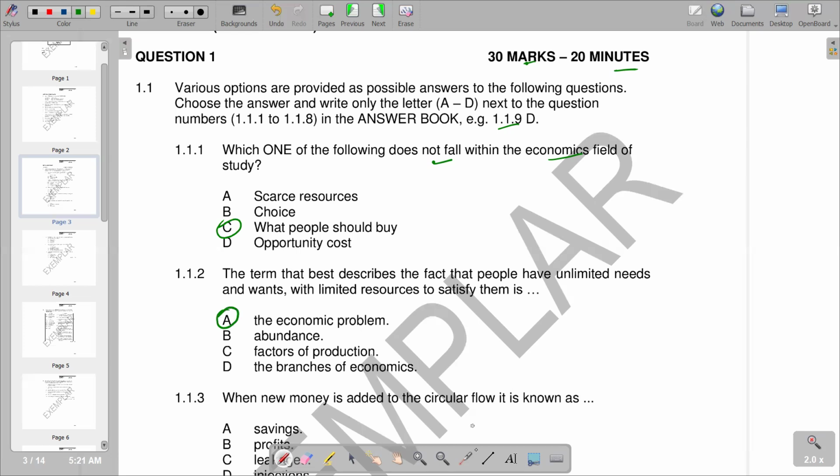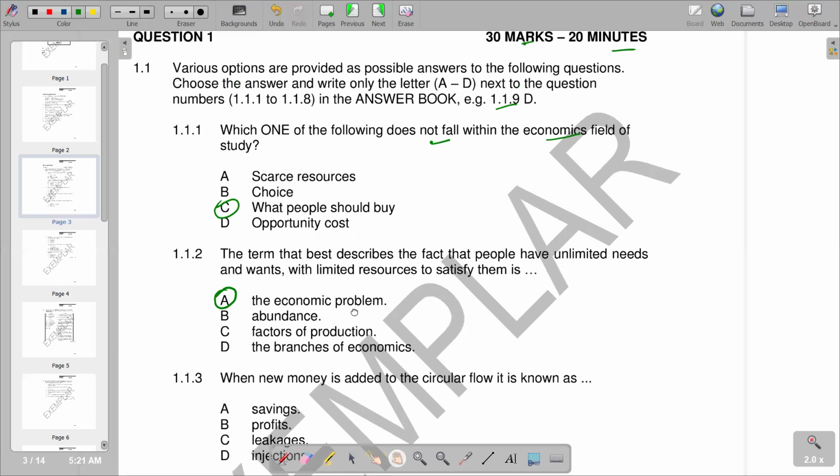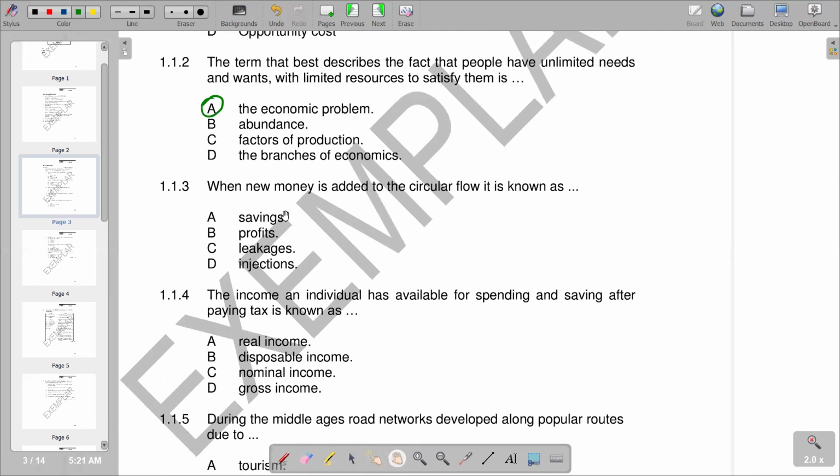We go to 1.1.3, and it reads, when money is added to the circular flow, it is known as, as we do on the circular flow model. When income or money is being added in the economy, we call them injections. And then when income or money is going in the opposite direction, we say they are leakages. So injections becomes the correct response that we have there.